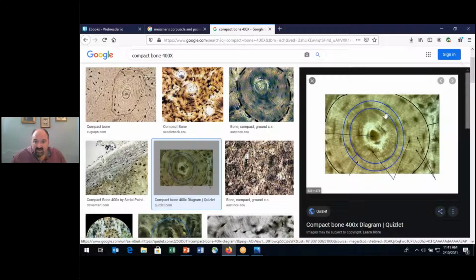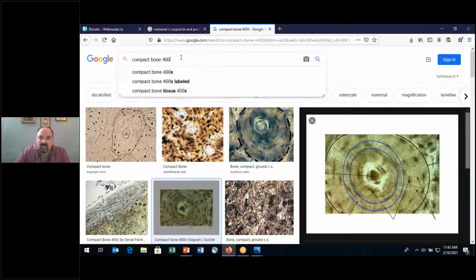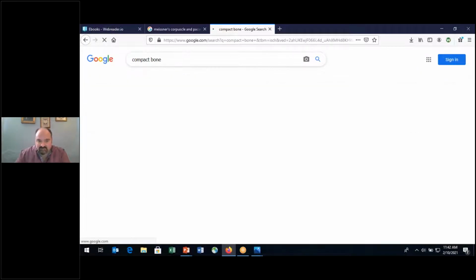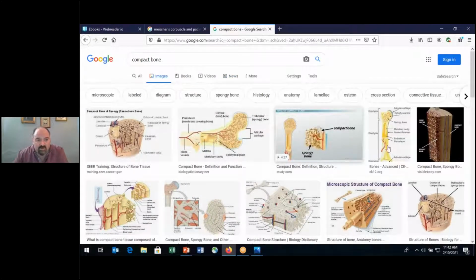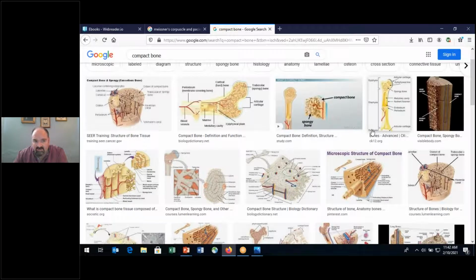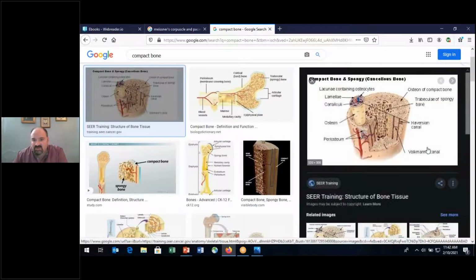Here's another image here. And you're seeing how they've shown you where these concentric lamellae, these layers of bone are present. This is compact bone. Now I'm gonna come out of the 400 magnification just to show you a little bit more regarding compact bone. As we're looking at this image here, what we're seeing is that this is a long bone, a shaft of a long bone where we've removed sections so that we can see that this outer area is called compact bone. The inner area, right, in this medullary canal is called spongy bone.